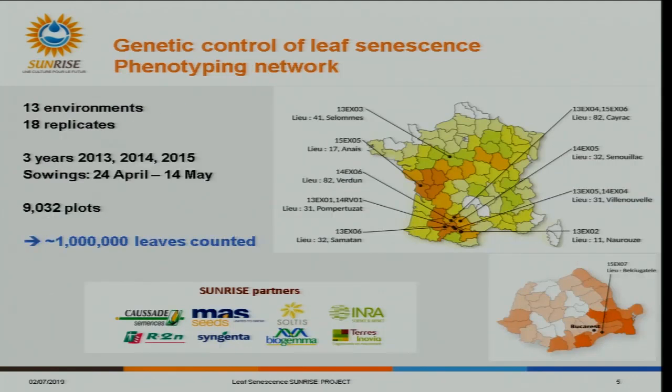So this population of hybrids, so it's a diversity panel of hybrids, was evaluated in general in 13 environments, and some environments with replication. So we have 18 replicates in total over 3 years, and this represents 9,000 plots. And in fact, phenotyping the senescence on this trial, it's a huge effort. And so I counted it. It's a bit less than 1 million leaves that were counted during the whole phenotypic trial.